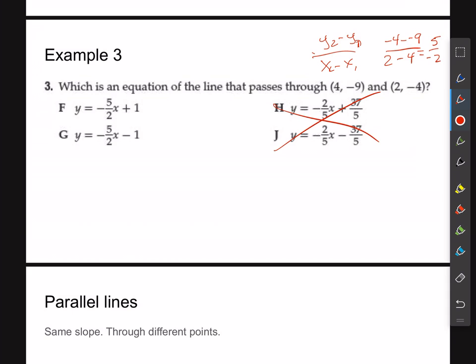Right away, I have eliminated these choices. Now I've got to figure out what the b value is.